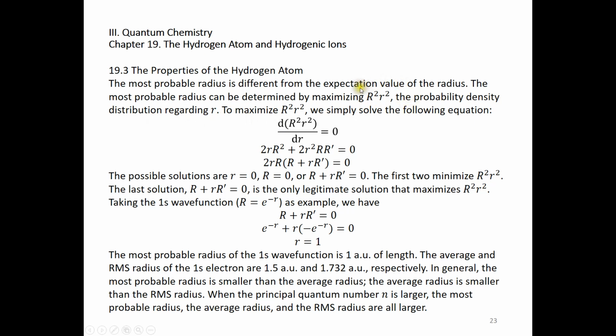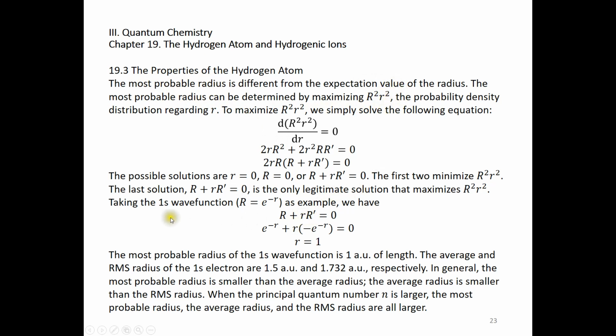So we need to maximize this whole thing. When we set its first derivative to 0, we can expand it using the product rule in calculus. We get this equation. The lowercase r cannot be 0, the uppercase R cannot be 0. So therefore, we have only one legitimate solution. This radial function is equal to negative r times its first derivative. So we're going to just solve this equation for different wave functions to get the most probable radius, which maximizes this over here. This is the probability density as a function of r.